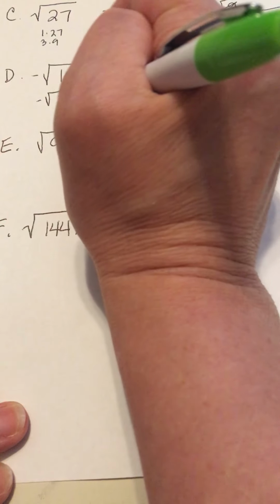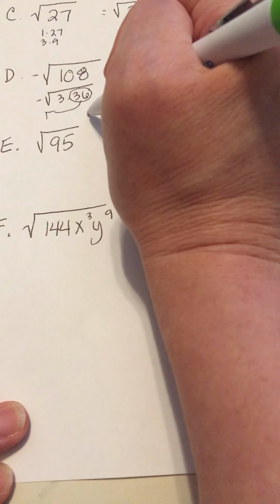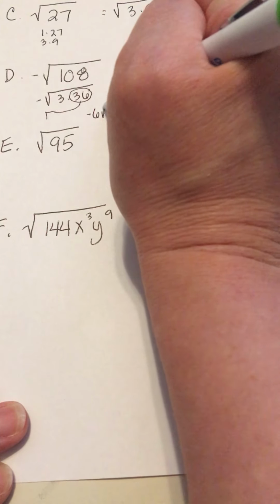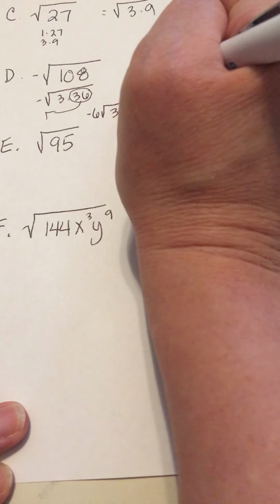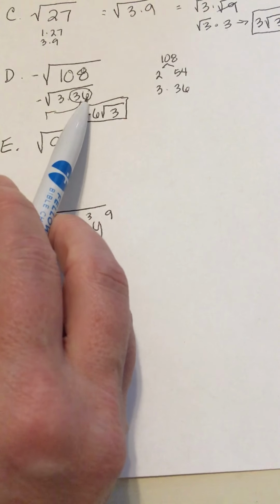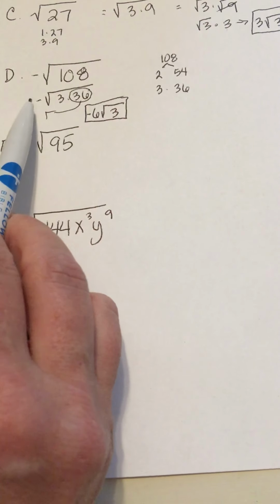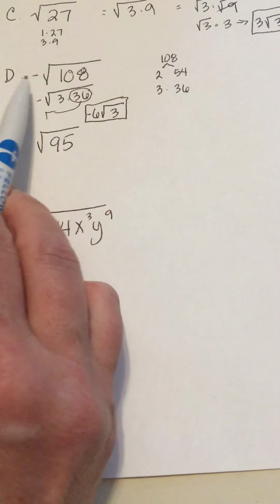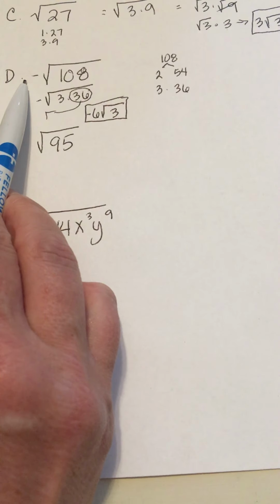And so I'm going to bring that out on the outside, and I'll have negative 6 times the square root of 3. That one 3 stays in there. The square root of 36, which is 6, comes on the outside, and don't forget your negative. There was a negative in the problem.